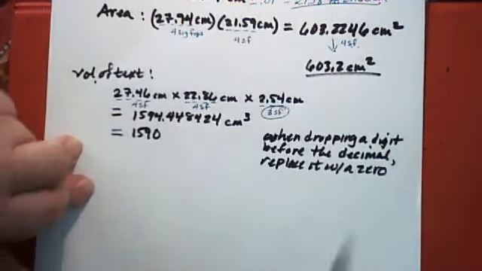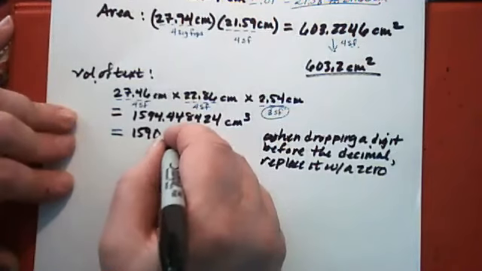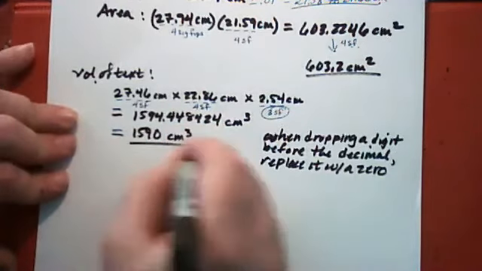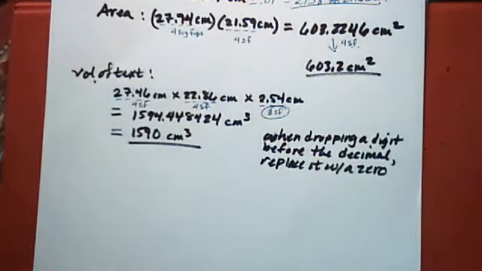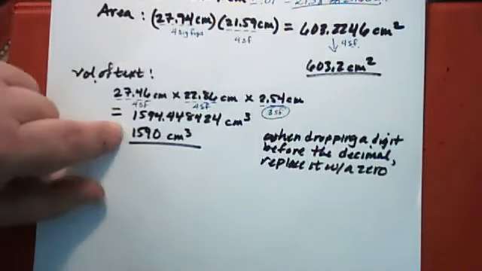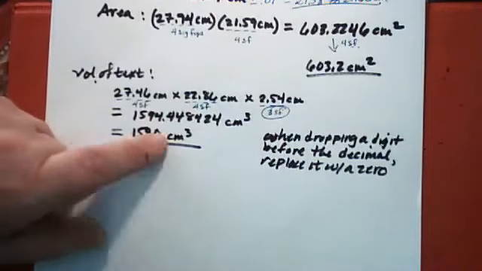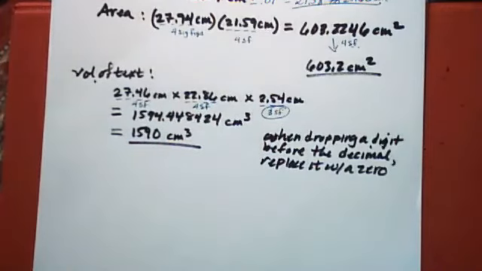Okay, so I'll write that down because that's important to remember. So it's 1,590 cubic centimeters. No decimal point though. Remember, this number is 3 significant figures because the 0 at the end doesn't count as long as there's no decimal point. But if you put a decimal point in, then the 0 at the end does count and it becomes 4 significant figures.